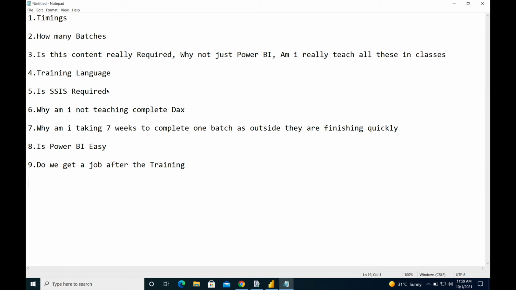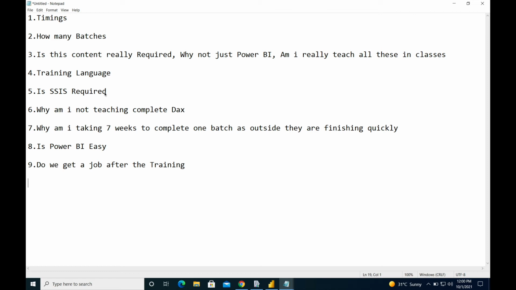And the next common question I usually get is, is SSIS required? I always tell this: if you're coming to business intelligence or any data side for the very first time, if you know BI and ETL, it's always an advantage for you. SSIS is also part of MSBI, which is Microsoft Business Intelligence. So if you're aware of reporting, data modeling and ETL, it's always good for you. You'll get more opportunities.